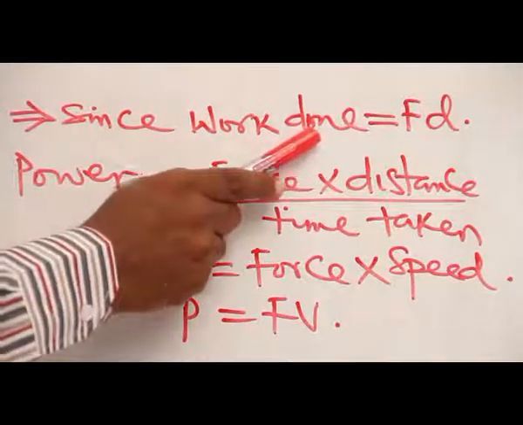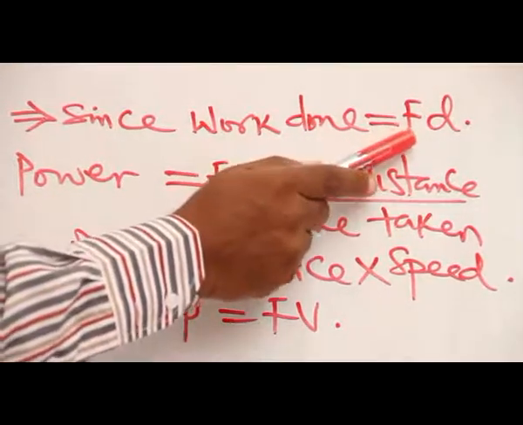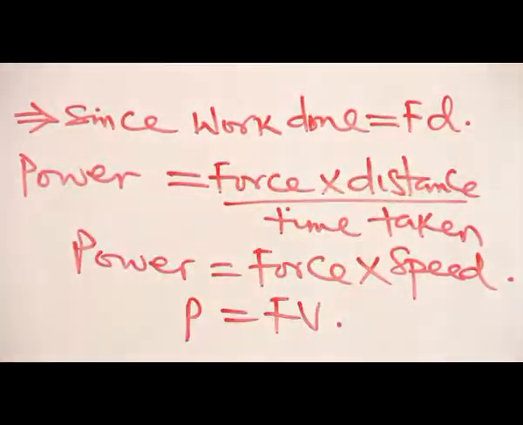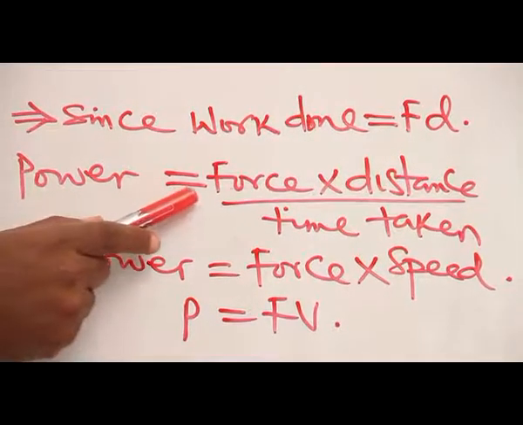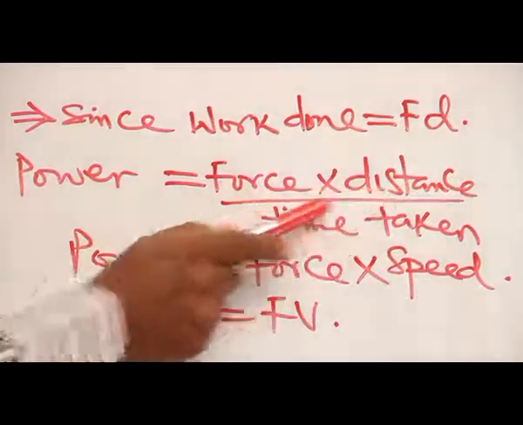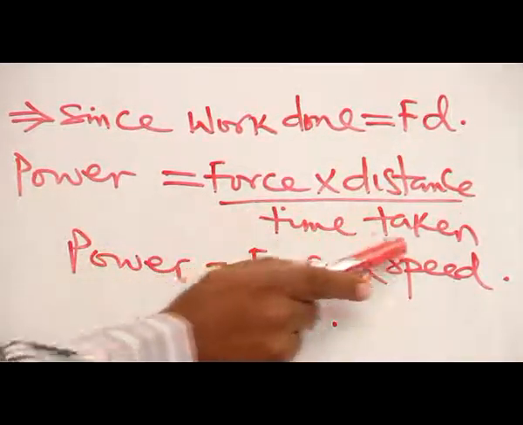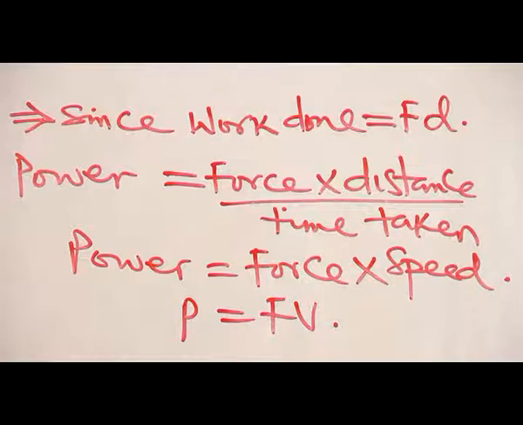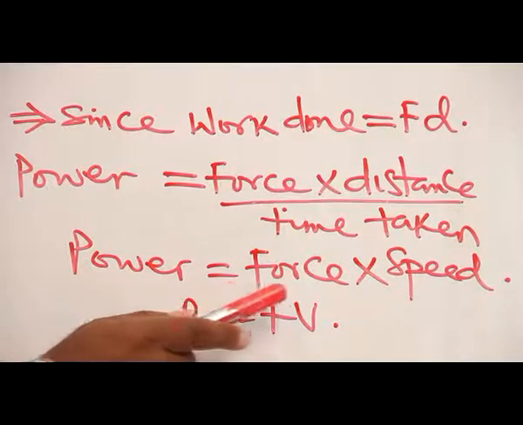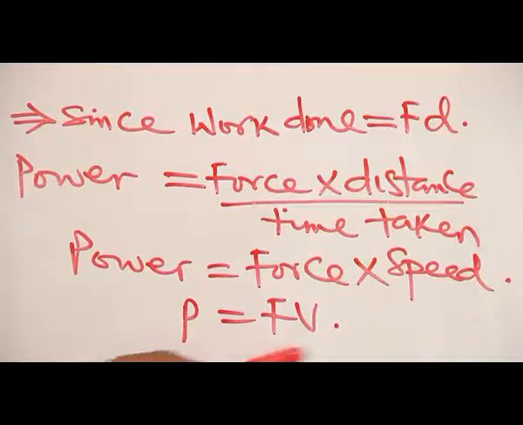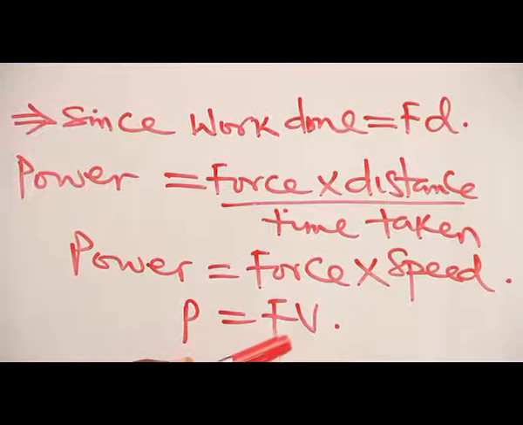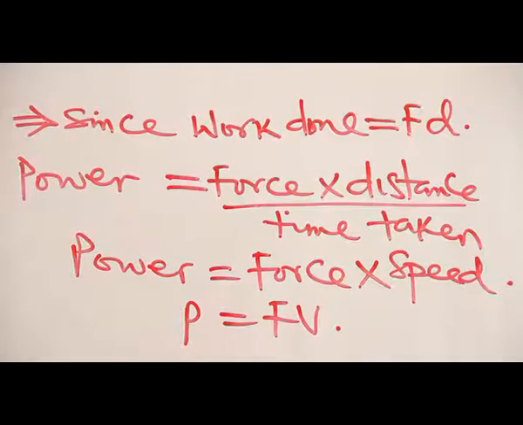Since work done is equal to force times distance covered, then power is also equal to force times distance covered divided by time taken. Power is equal to force times speed or velocity. In simple form, P is for power, F for force, V is for the speed.